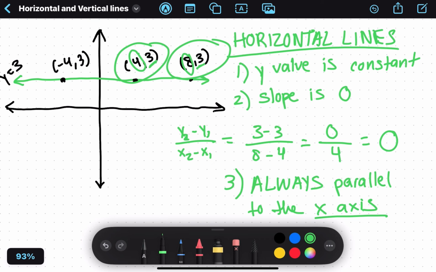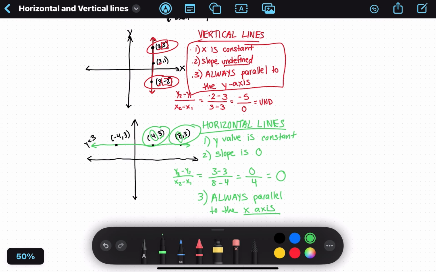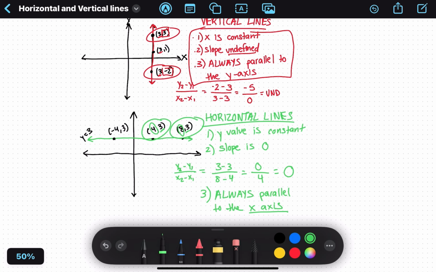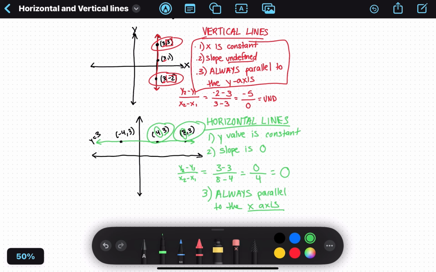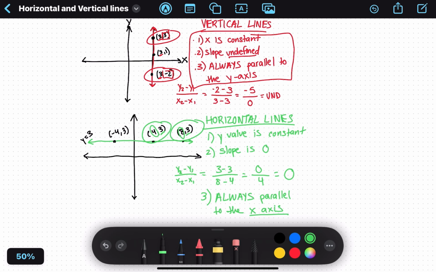So, to conclude, in this video we went over vertical and horizontal lines and their properties. I hope this video was helpful to you, and thank you for watching.